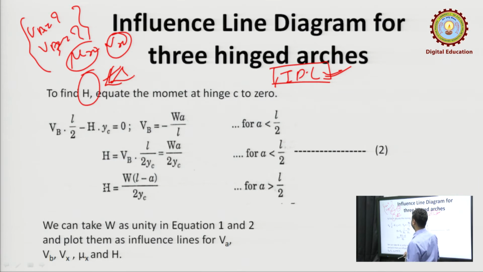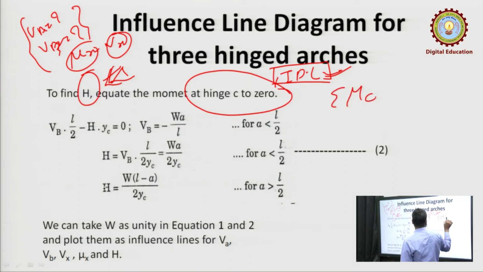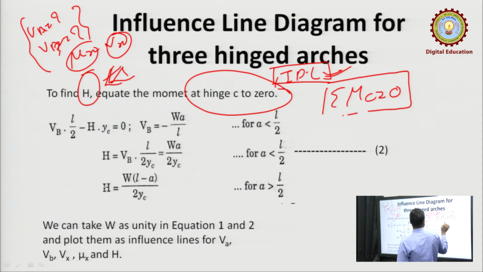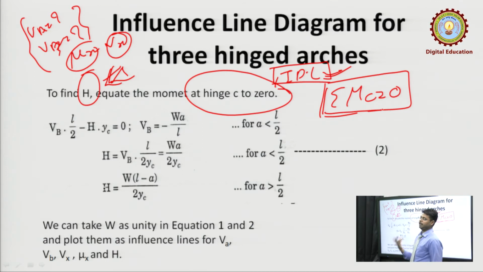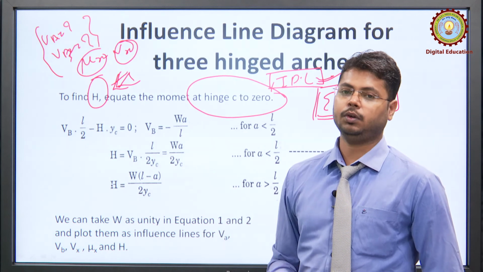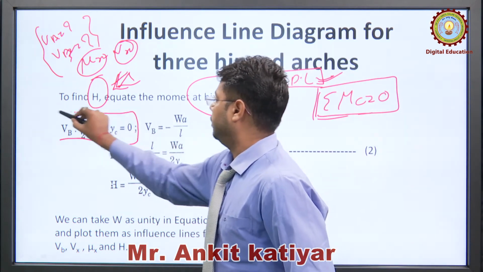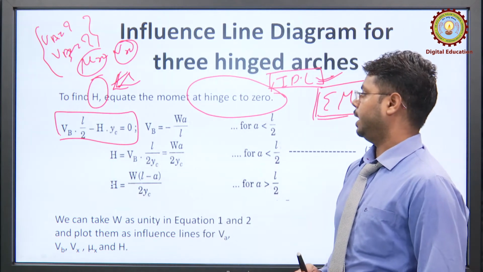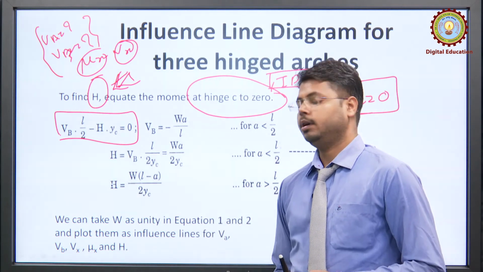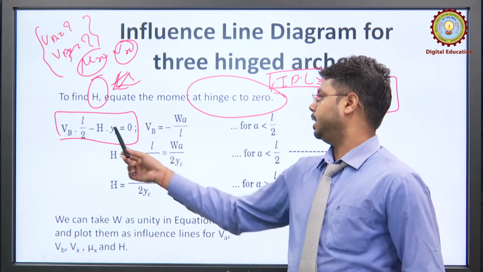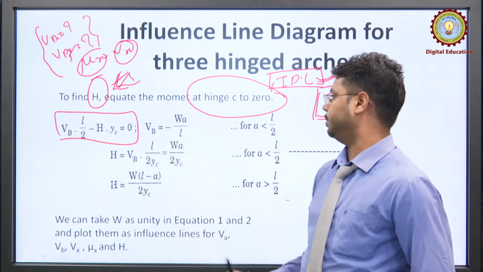How can you calculate that? You can see here, as always for hinges moment is 0, and for horizontal thrust we always take a moment about the hinge. If we take a moment around the hinge, then moment will be 0 at the hinge. By taking moment around the hinge, you can get an equation VB into L by 2 minus H into YC is equal to 0.